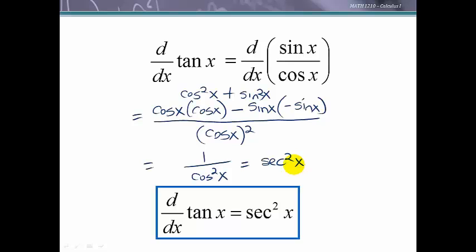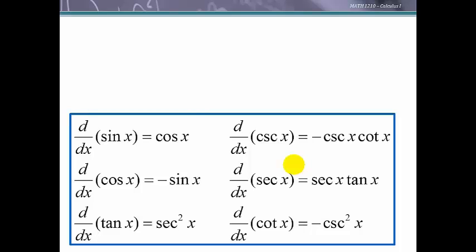If we want the derivatives of the other three reciprocal trig functions, here they are listed, and we could derive any of these by applying the quotient rule, because we have the derivatives of these, and so these are all 1 over those functions. So for example, I will do this for cosecant, and then you can see it would be similar for secant and cotangent. So if we want the derivative of cosecant, that is 1 over sine x.